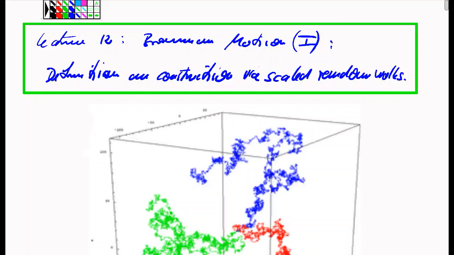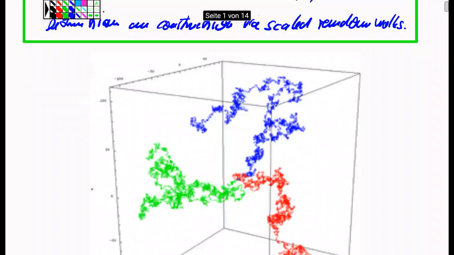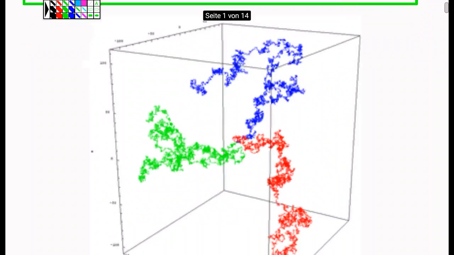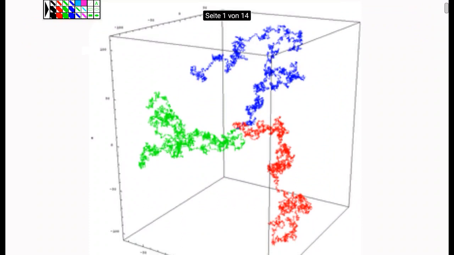And our work of today will be to actually demonstrate that our intuitive understanding of what such a Brownian motion could be is actually of substance, in the sense that there is a mathematical object which satisfies these conditions. Okay, so we start with the intuitive picture of Brownian motion.